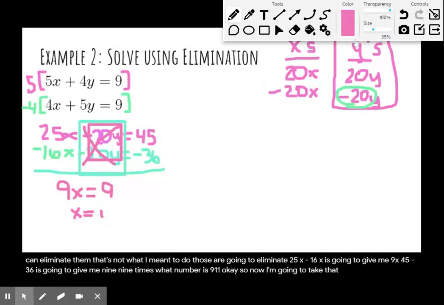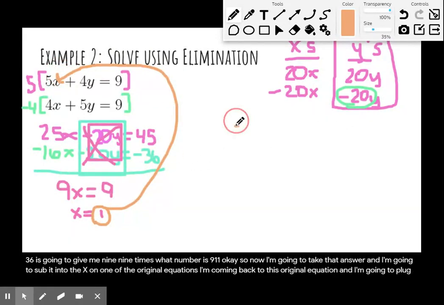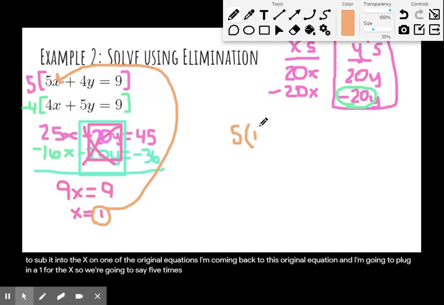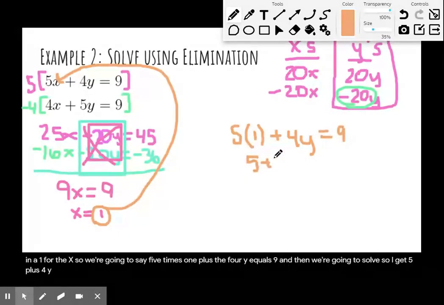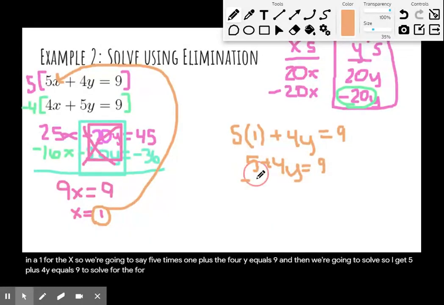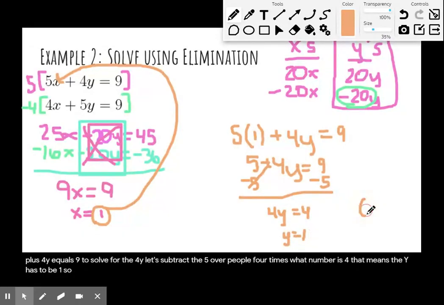Okay, so now I'm going to take that answer and I'm going to sub it into the x on one of the original equations. I'm coming back to this original equation and I'm going to plug in a 1 for the x. So we're going to say 5 times 1 plus the 4y equals 9, and then we're going to solve. So I get 5 plus 4y equals 9. To solve for the 4y, let's subtract the 5 over. Those cancel. 4 times what number is 4? That means the y has to be 1. So final answer is 1, 1.